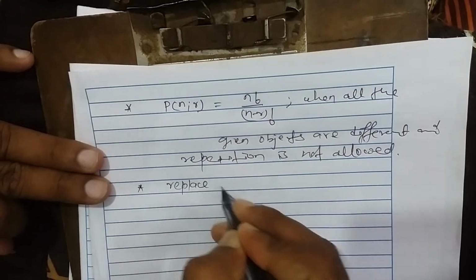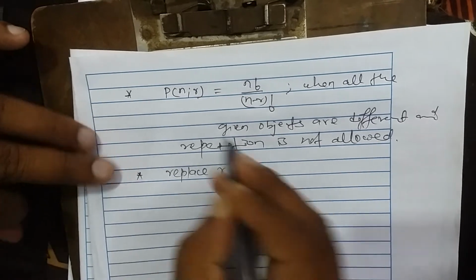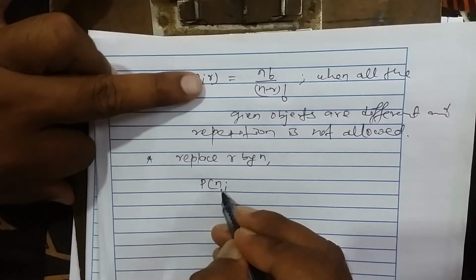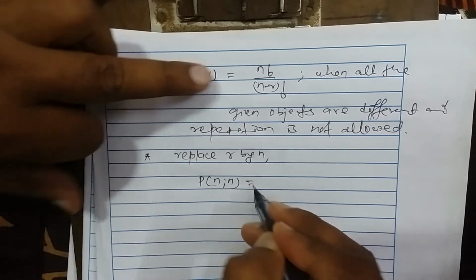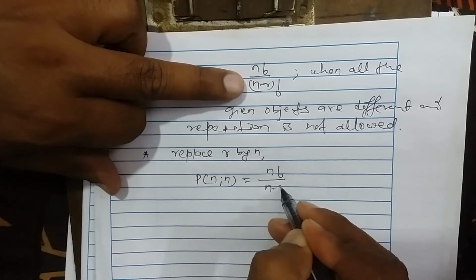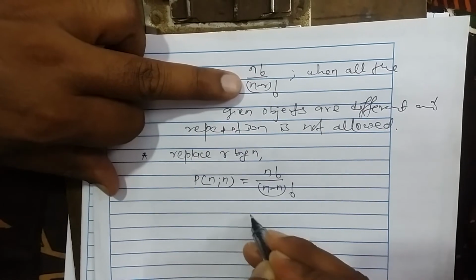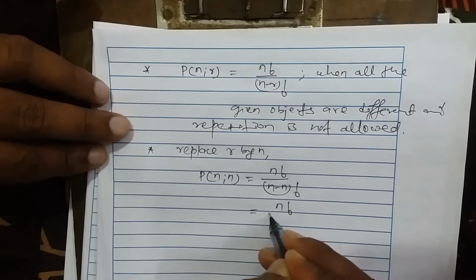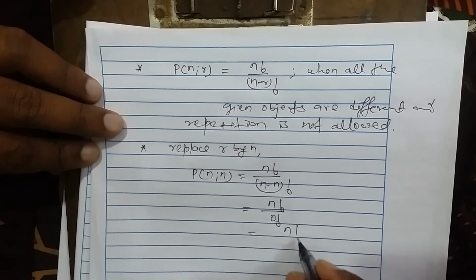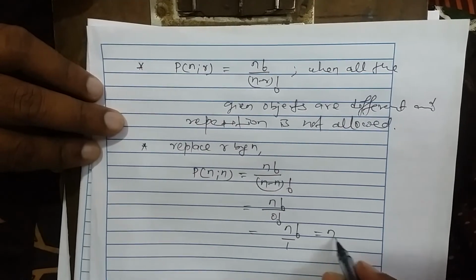Next one, let us replace r by n in the last result one. What happens? It becomes Pn semicolon n, in place of r it is n. This becomes n factorial as it is, and downwards n minus r becomes n minus n, equal to 0 factorial. As you know, 0 factorial is 1, so the result is n factorial.